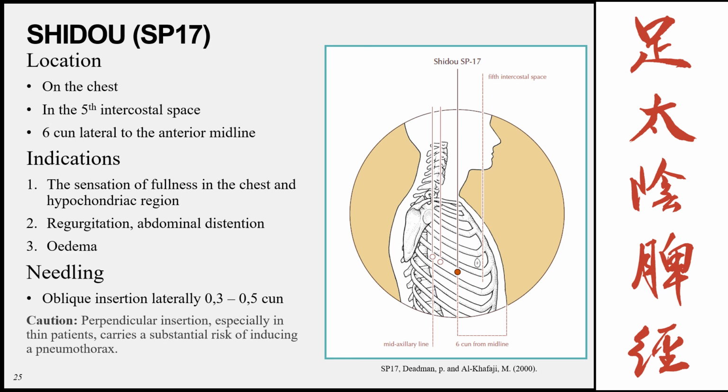And then our next point is Shiduo, spleen 17. So you remember that this is the first point that's no longer 4 tsun lateral to the midline. It's now moved 6 tsun lateral to the midline. And this point is located in the 5th intercostal space. So here's the 5th intercostal space. And then we've just got to go lateral until we're 6 tsun lateral to the midline. This point can be used for the sensation of fullness in the chest and hypochondriac region, regurgitation and abdominal distension, or for edema. Our insertion here is an oblique insertion laterally, 0.3 to 0.5 tsun.